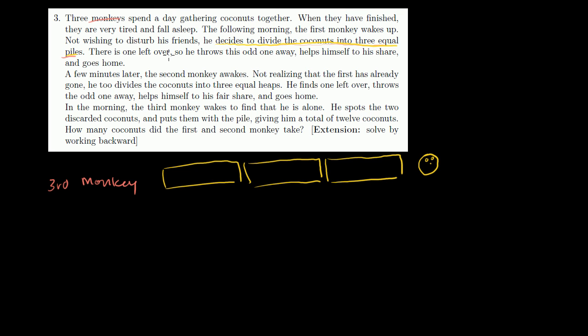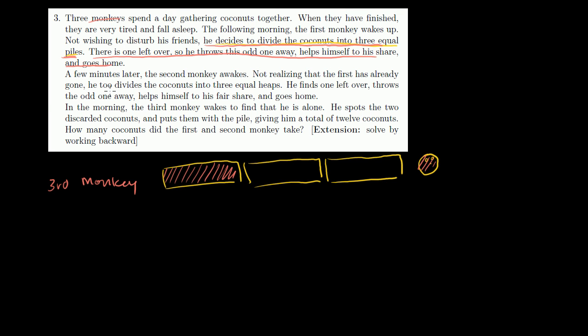There is one left over, so he throws his odd away, helps himself to his share, and goes home. So he takes this share and he throws this away. That's what this tells us. He decides to divide the coconuts into 3 equal piles. There is one left over, so he throws it away and he helps himself to his share. All right.